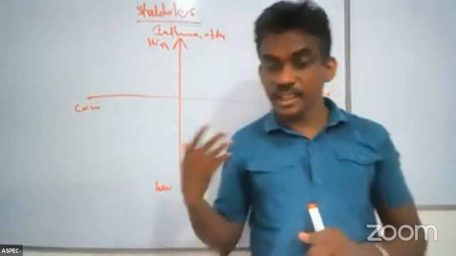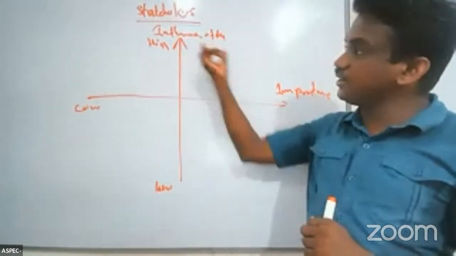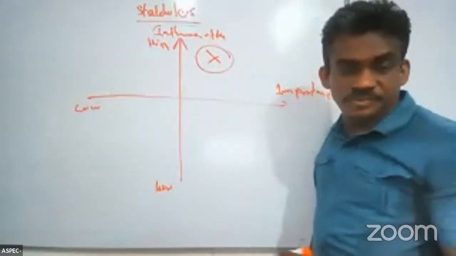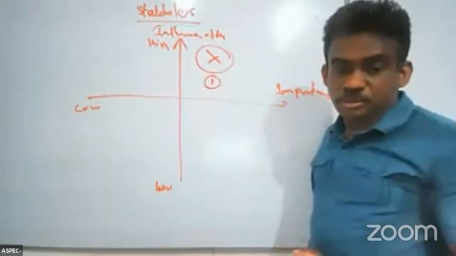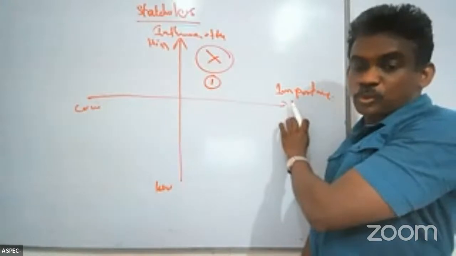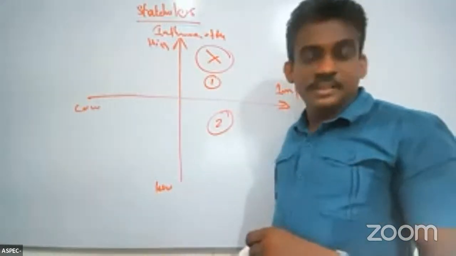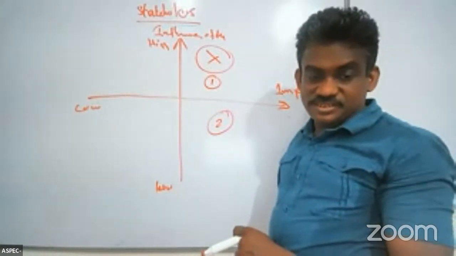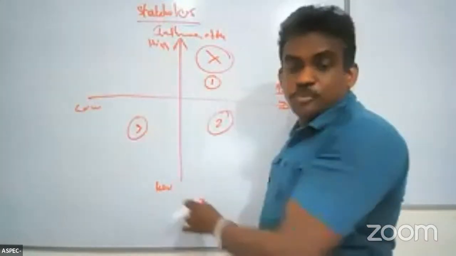Include the stakeholder with high degree of influence and importance here. This was number one. Number two, include stakeholders with a high degree of importance but low influence, right? Here we include stakeholders with low importance and influence. Here, low importance, low influence, right?